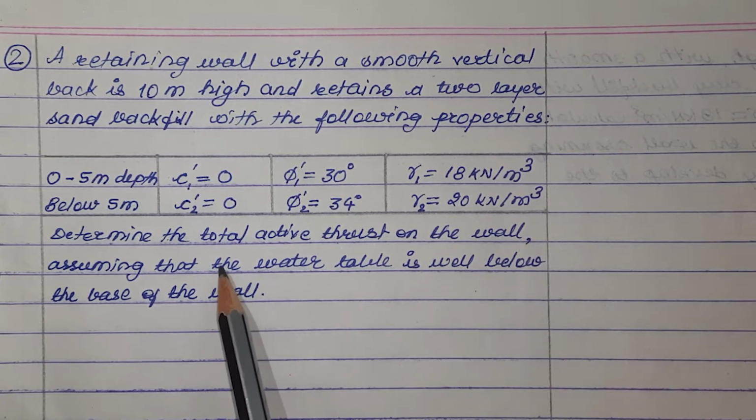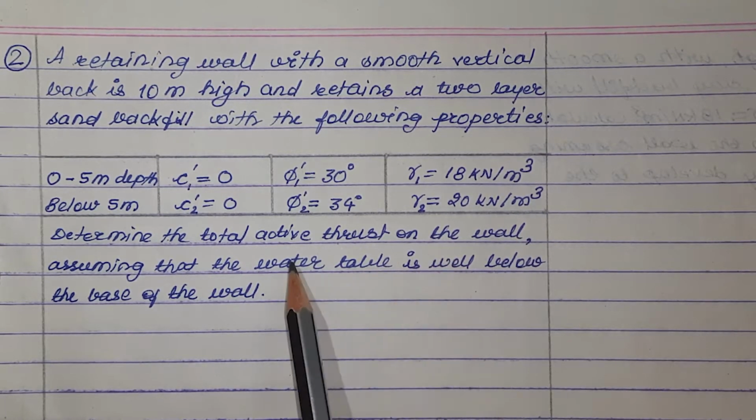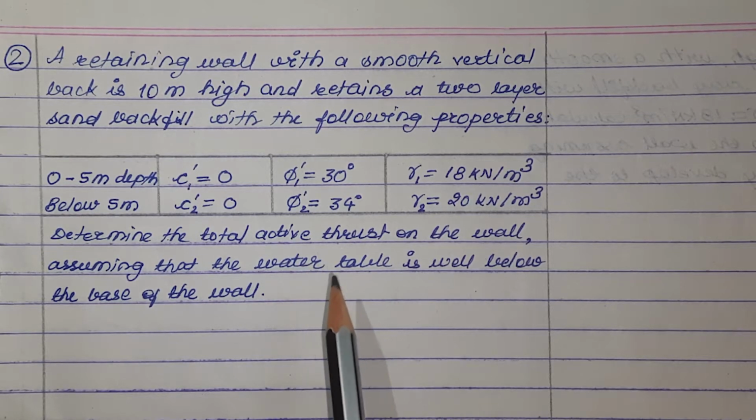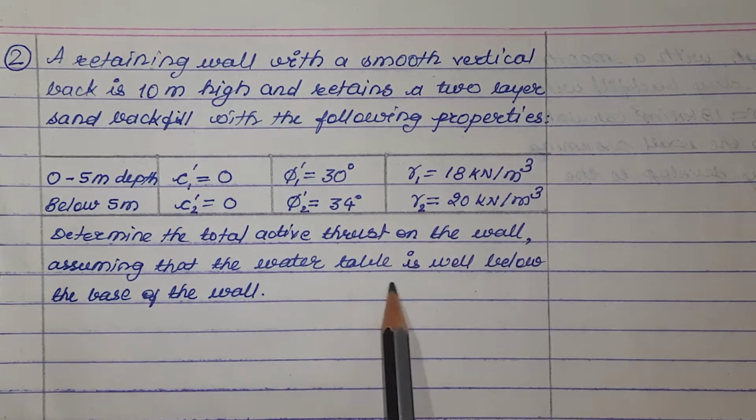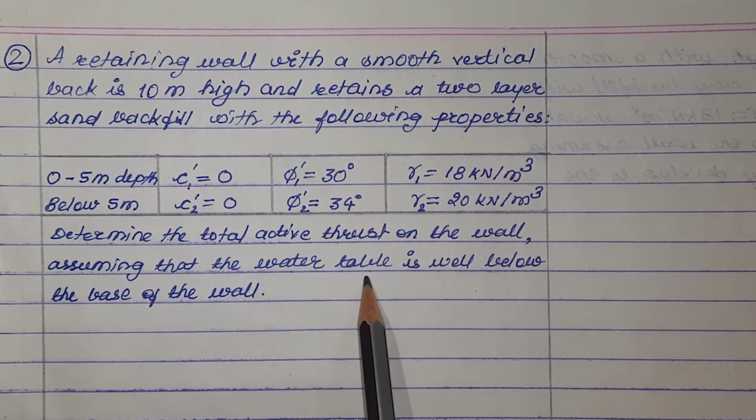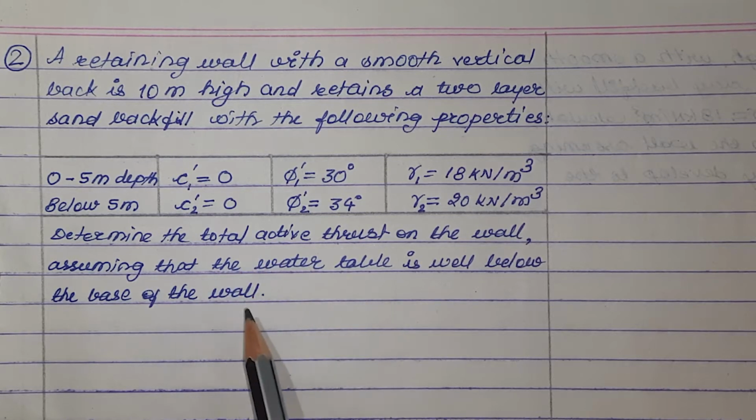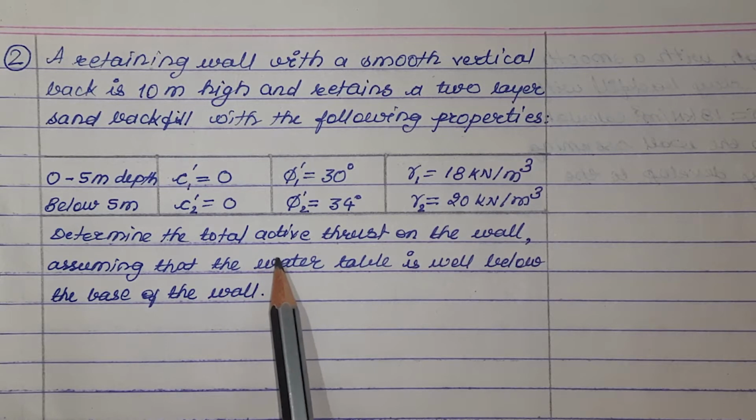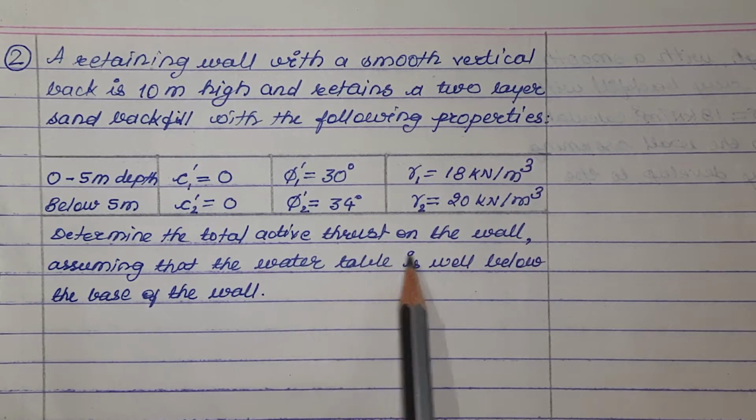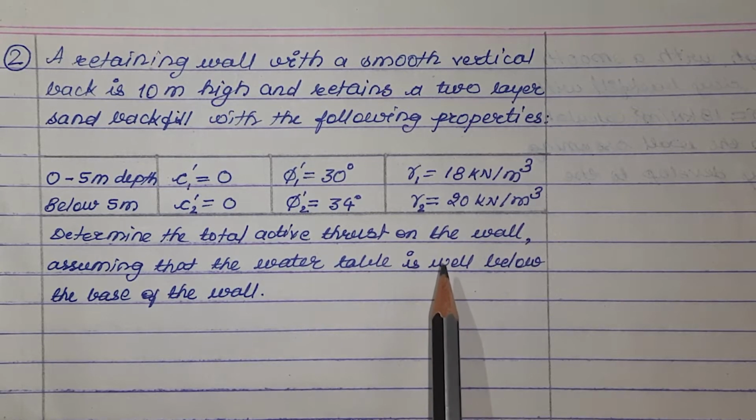Their effective angle of internal friction values are given and their unit weights are mentioned. Here we want to find out total active thrust on the wall, where the water table is well below the base of the wall. That means we should not consider water table at any depth during our calculation. Although it is not mentioned in this question, we have to locate the point of application of total active thrust on the wall. Okay, so let us begin with the solution.